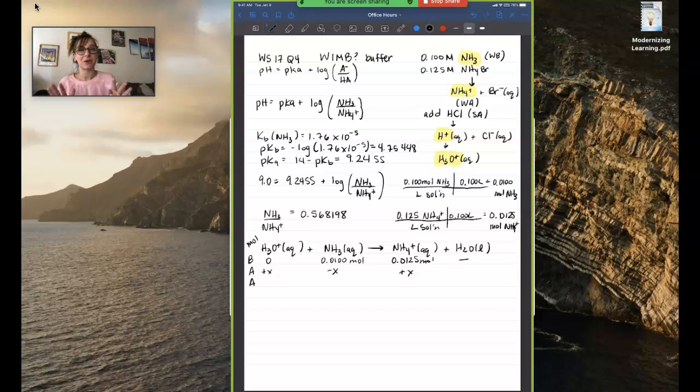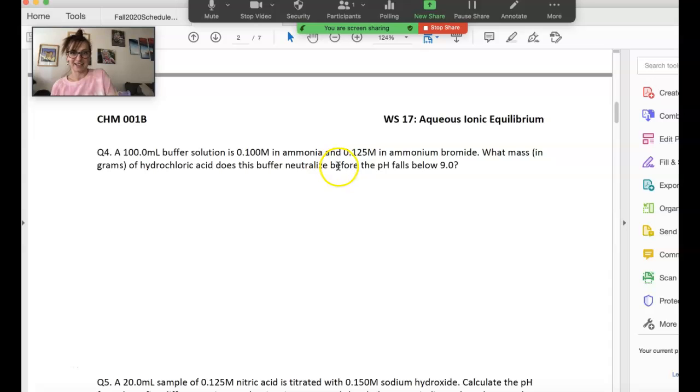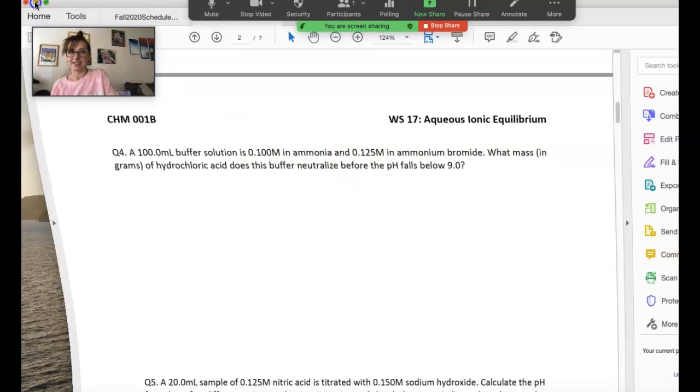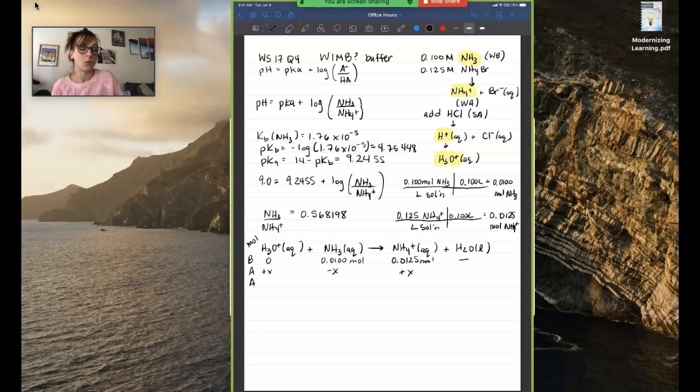Now remember, we don't want to break the buffer. And the question says how much do we add so that it's still neutralizing all the HCl that's added. That means at the end, HCl or the hydronium ion is our limiting reactant, and we should be left with what after addition? The second letter A stands for after addition. This should be 0 at the end. It should be completely neutralized, right? The buffering is still working at this point.